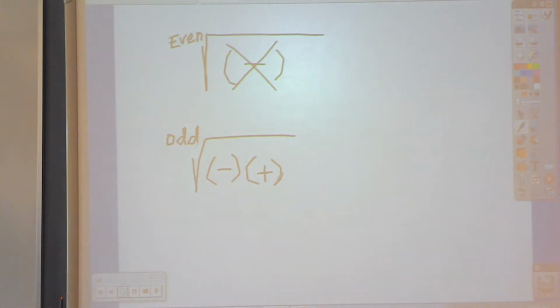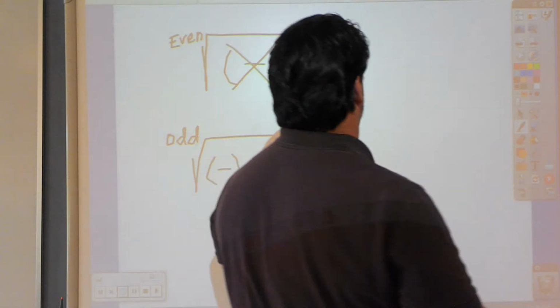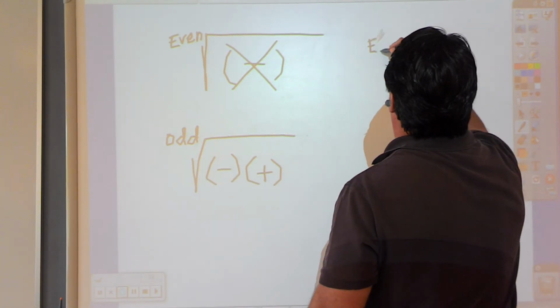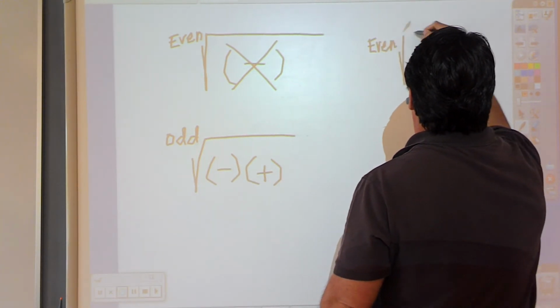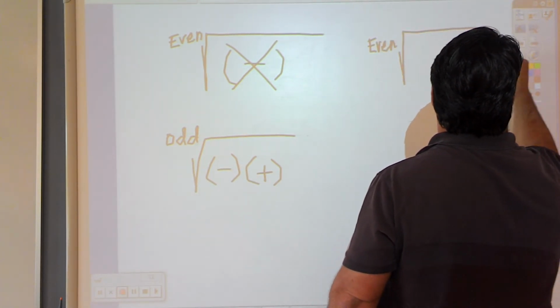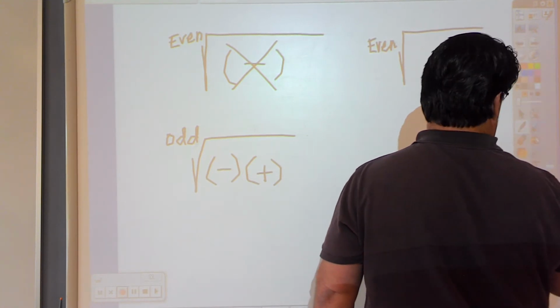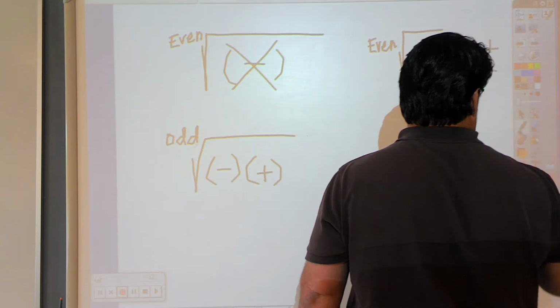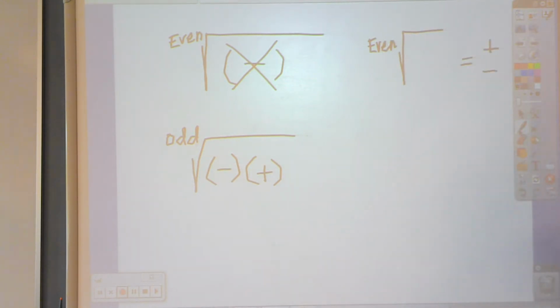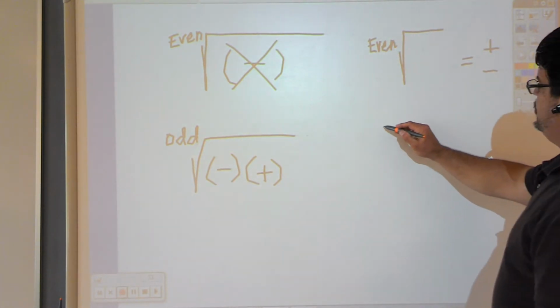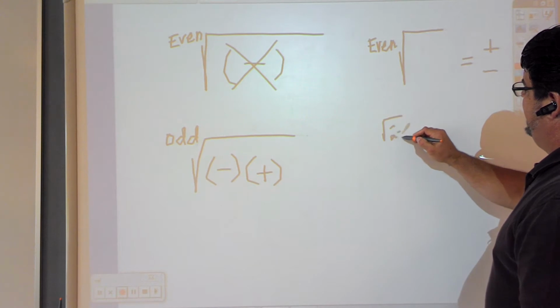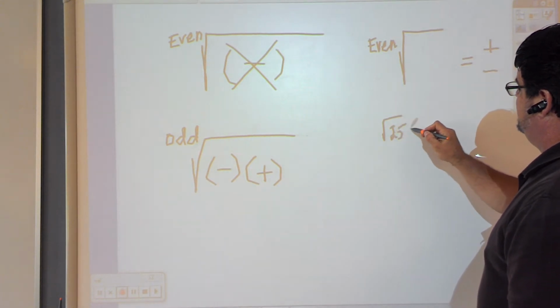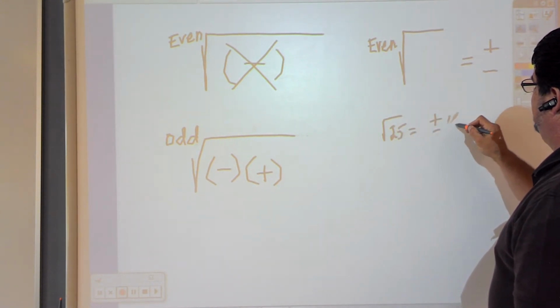Now, there's a couple other rules. With the even index, the answer can be positive or what? Negative. What do you mean, Hubert? Well, the square root of 25 is positive or negative what? 5. Let me explain that. The square root of 25 is equal to positive or negative 5.